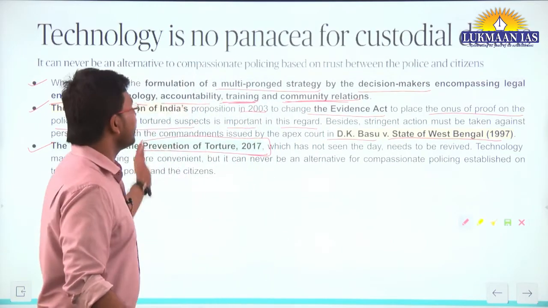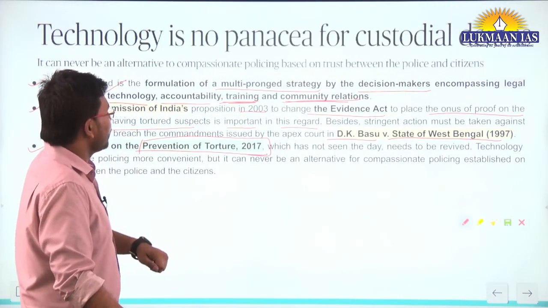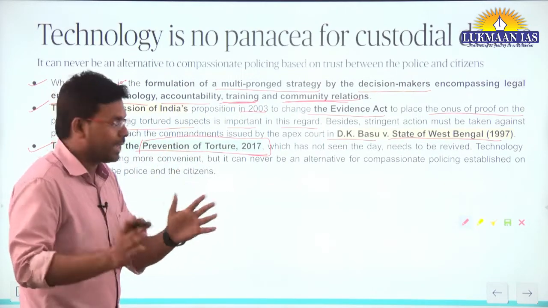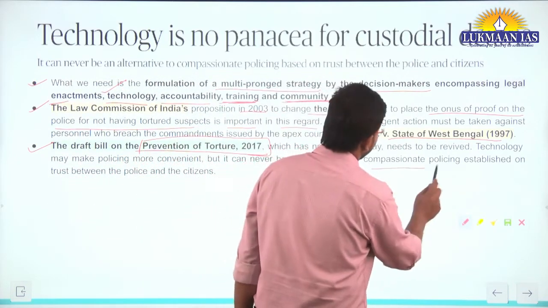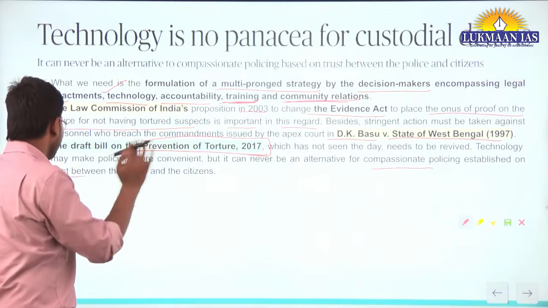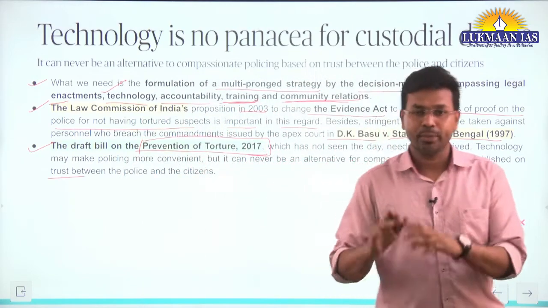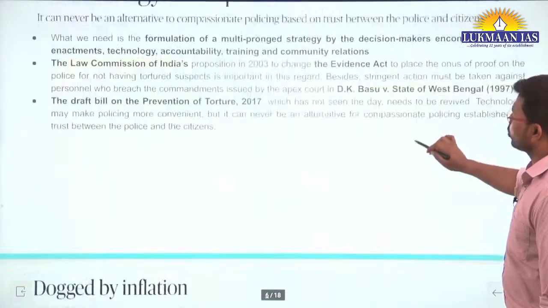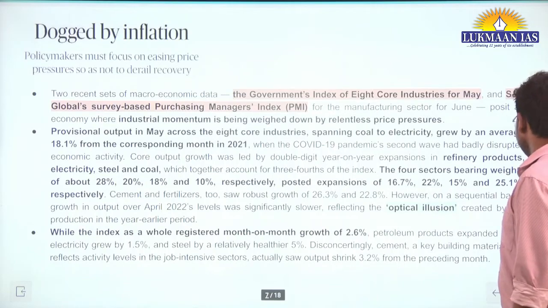So we need to relook into the provisions of this particular bill, and we need to make this bill an act, so that we can have alternatives for compassionate policing established that can establish trust between police and the citizens. Okay, so there should be a multi-pronged or multi-dimensional approach to address the problem of custodial deaths. With this, we will move to the next article.